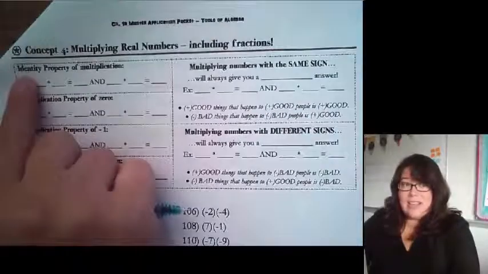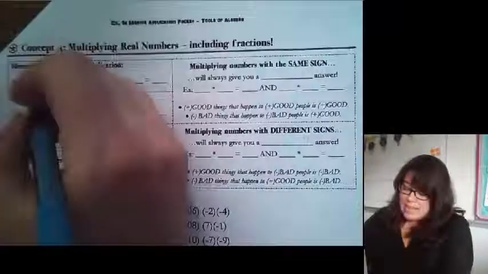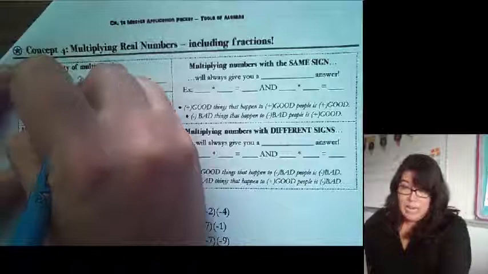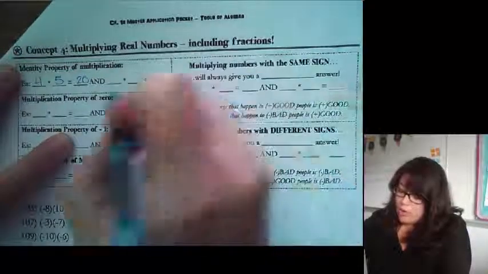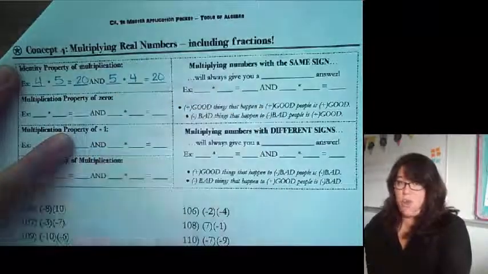The first one is the identity property of multiplication. What the identity property says is that if you have 4 times 5 and that equals 20, then also 5 times 4 equals 20. Basically, the order doesn't matter.